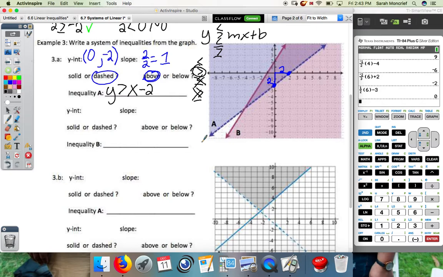All right, now let's do the next one. On line B, it's got a pink line. So let's start by finding the y-intercept on line B. All right, it's right here at 2, so we have 0, comma 2.